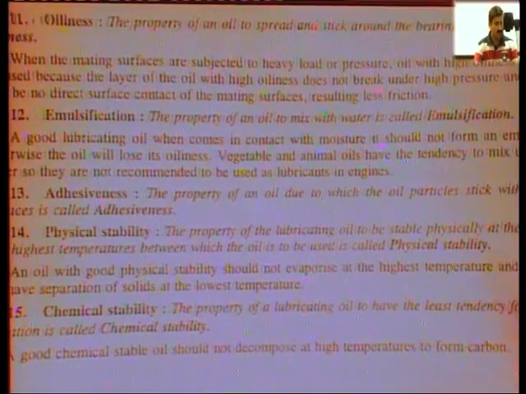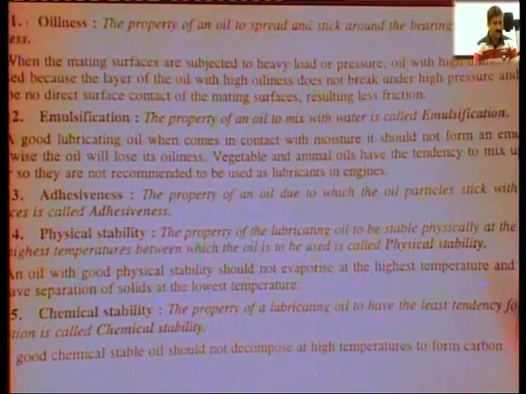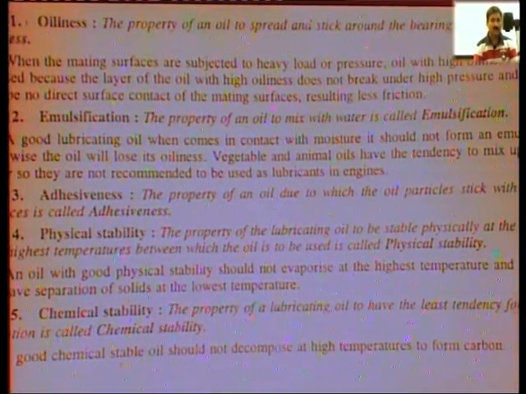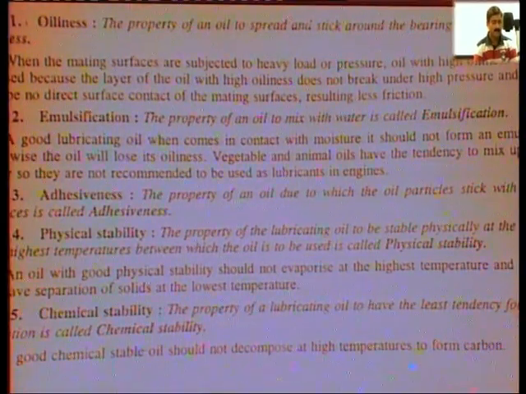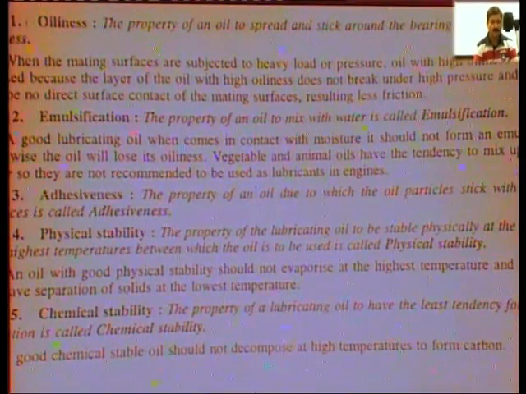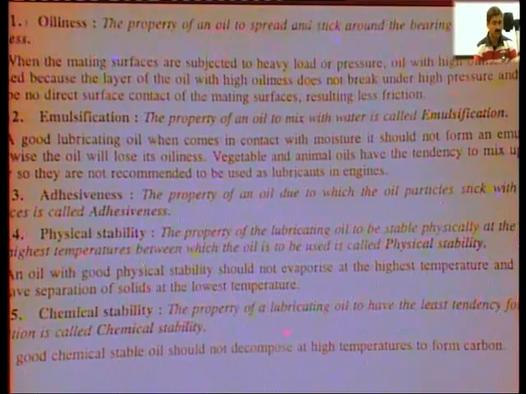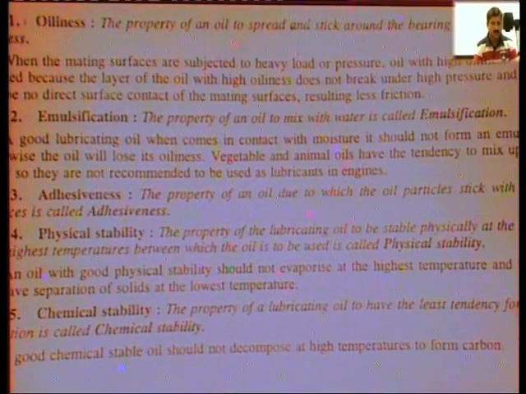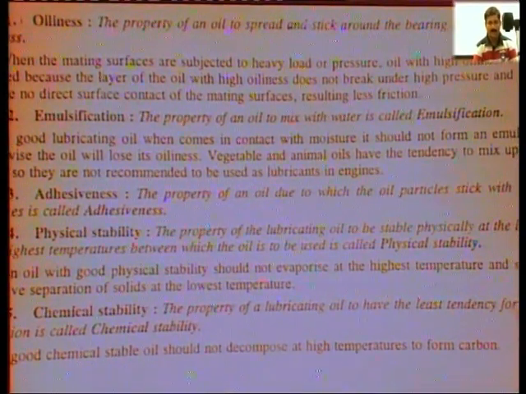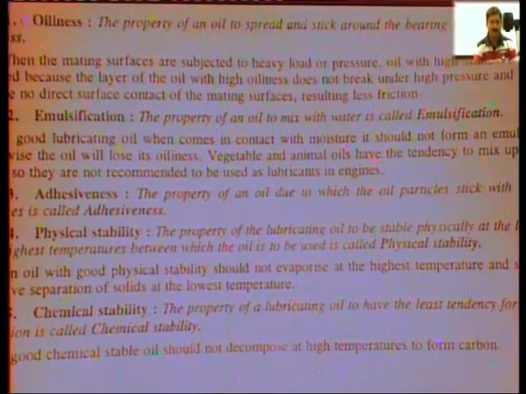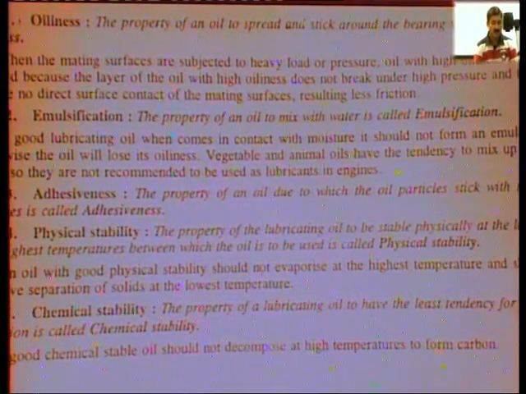Next property is the oiliness. This property of the oil states how readily the oil is spread and sticks around a bearing surface. When the mating surfaces are subjected to heavy loads and pressures, oils with high oiliness should be used because they will readily stick and spread easily to the various parts and provide lubrication under high pressure.